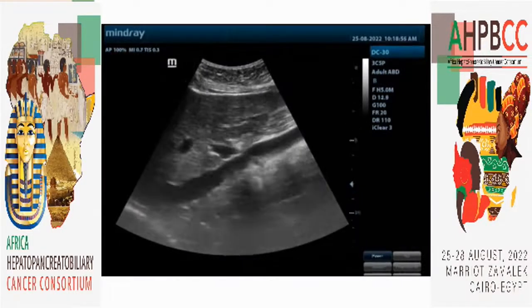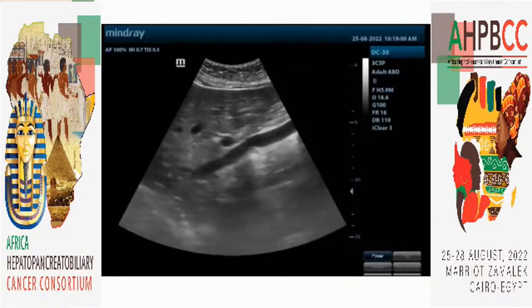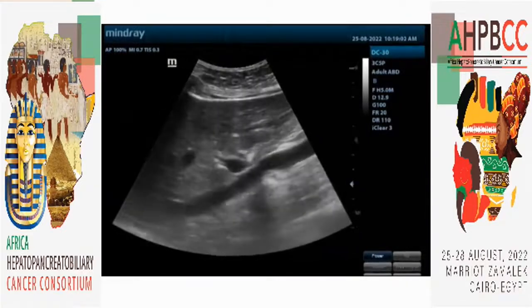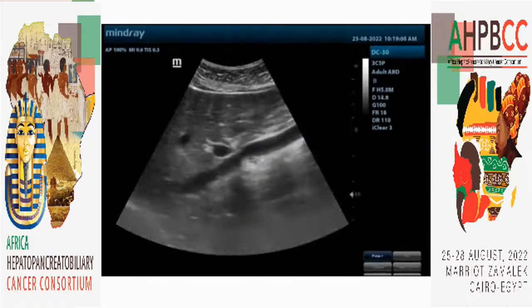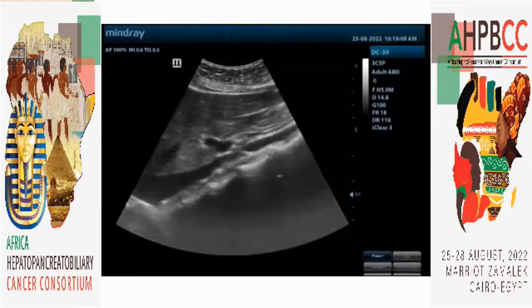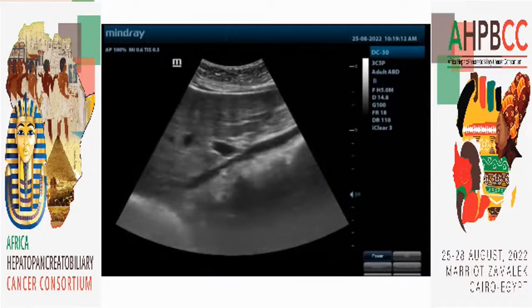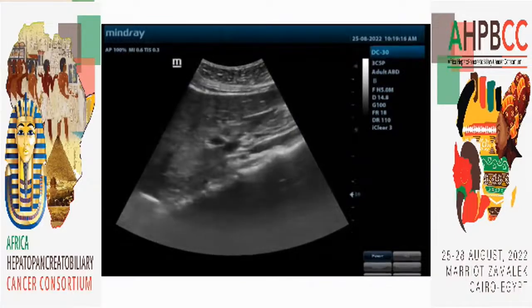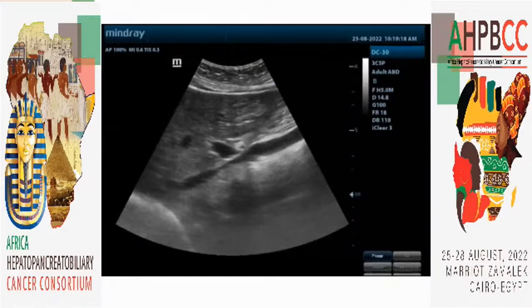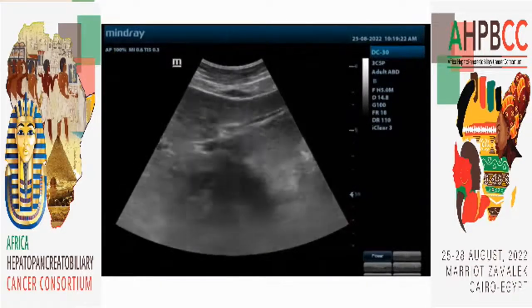First of all, you have to locate yourself. This is the left lobe, and you start your examination with the left lobe. You have to check all the segments. Before that, you check whether the capsule is normal, the echogenicity and texture of the liver, whether it is a cirrhotic liver or not, and whether the vasculature of the liver is fine.